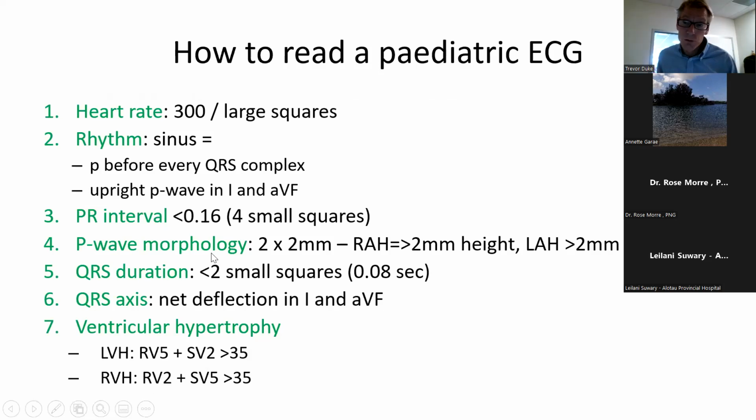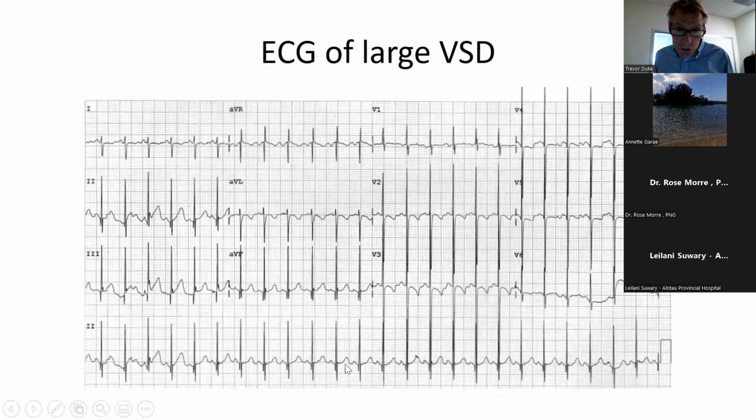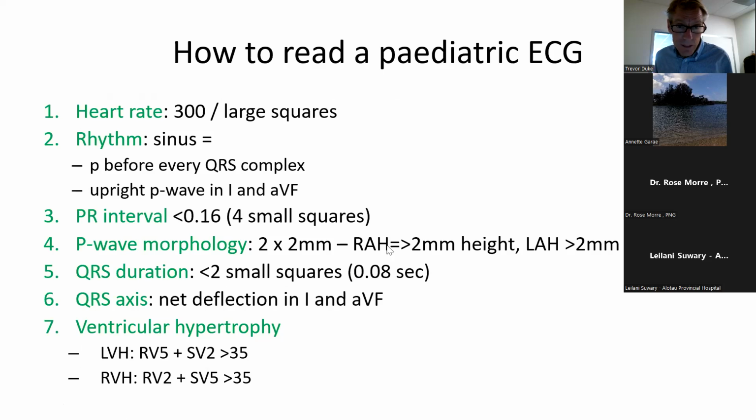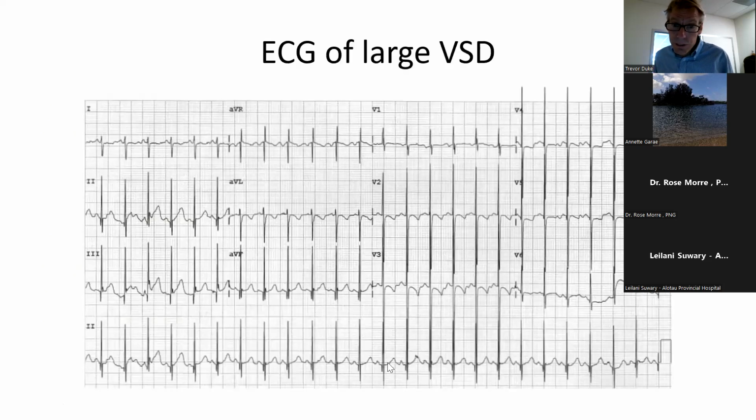The P wave morphology is the main thing you should remember. It shouldn't be more than 2 small squares across and not more than 2 small squares high. All right, so 2 millimeters by 2 millimeters is the P wave morphology. And in this ECG, it's quite small, isn't it? It's only about 1.5 millimeters. The P waves are relatively small. They're not peaked and they're not too prolonged. Right? So there's no evidence. The P wave morphology influences whether or not you've got right or left atrial hypertrophy, and there's no evidence of right or left atrial hypertrophy in this ECG.